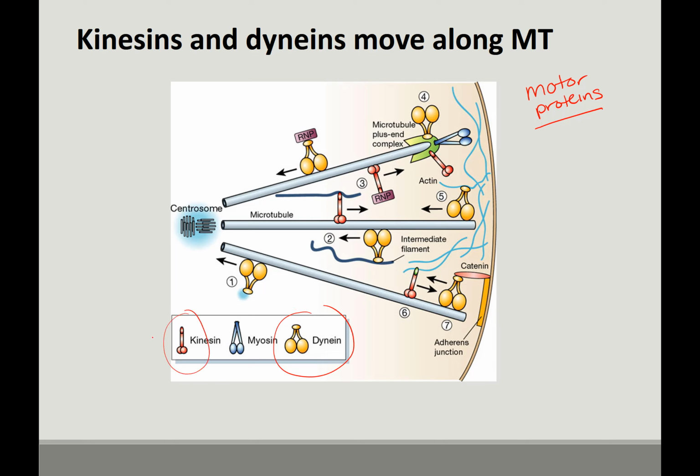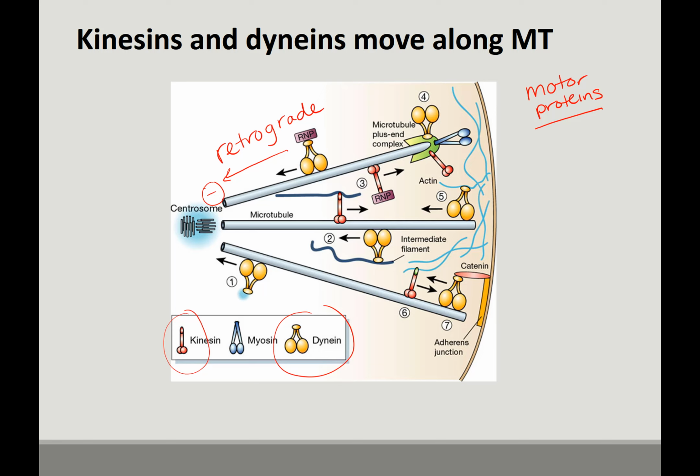So what I want you to see from this image is that they move in opposite directions. So dynein is going to move retrograde. And remember, retrograde is toward the nucleus, away from the plasma membrane. And in this case, it's really telling you it's moving towards the minus end of the microtubule, towards that centrosome.